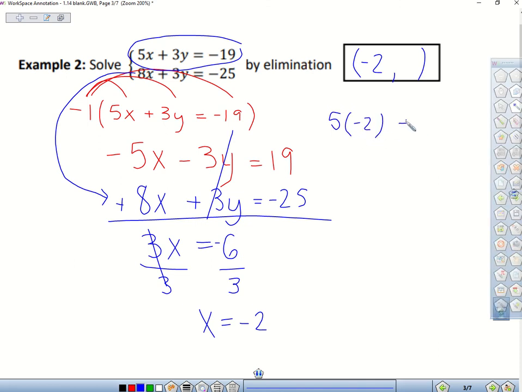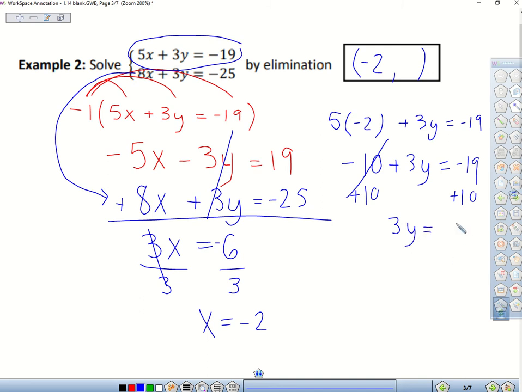So I'm plugging in, and I'm just going to simplify. So that's going to give me -10 plus 3y equals -19. I'm going to add 10 to both sides. That gives me 3y is equal to -9. Divide both sides by 3, which gives me y is equal to -3.